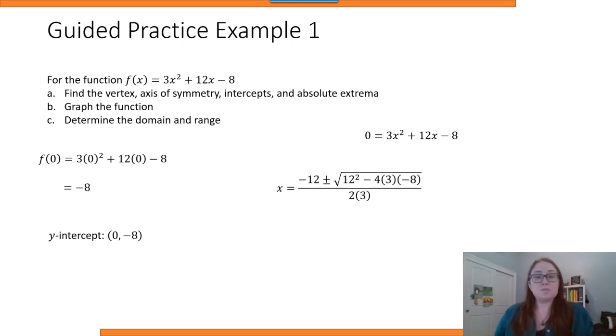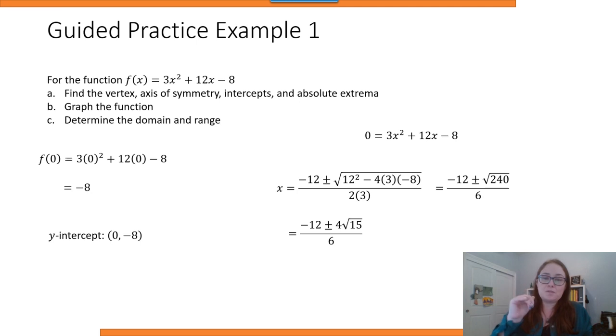Plugging it in, x equals negative 12 plus or minus the square root of 12 squared minus 4 times 3 times negative 8, all divided by 2 times 3 to give me a 6 in the denominator. So I start simplifying things. I get a 240 inside the square root and 6 on the bottom. If I break that up, it turns out that 16 times 15 equals 240. So that if I take the square root of that 16, I'll get a 4 root 15.